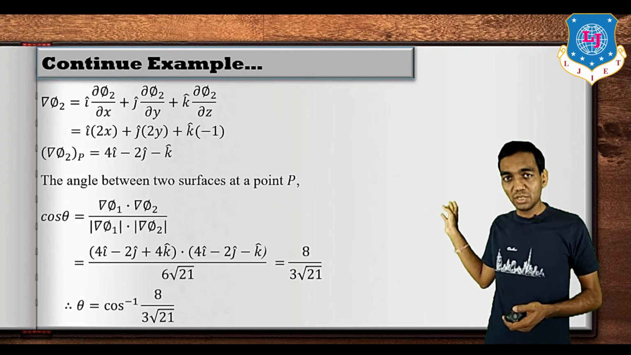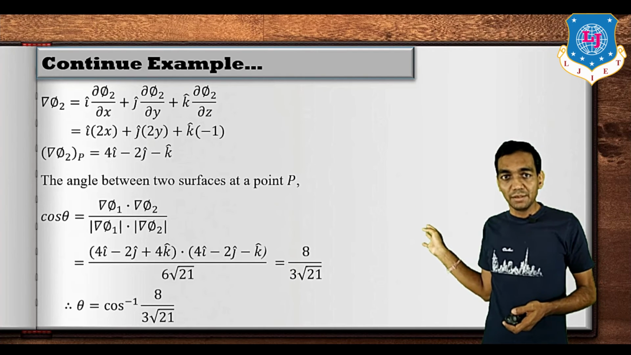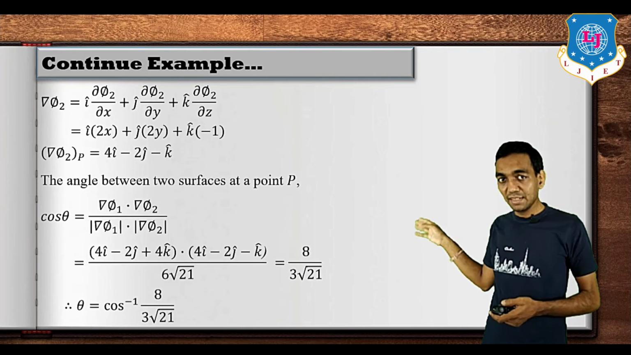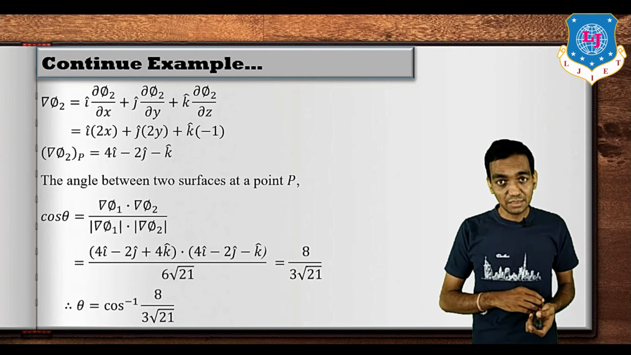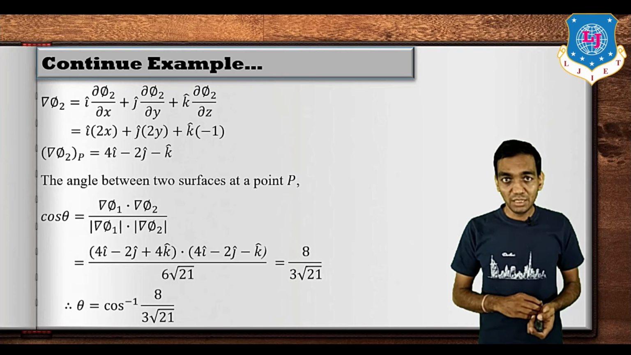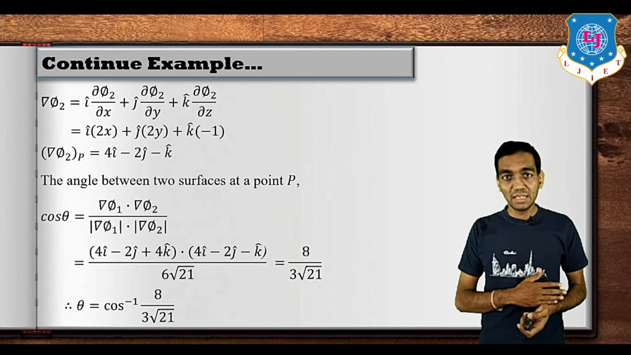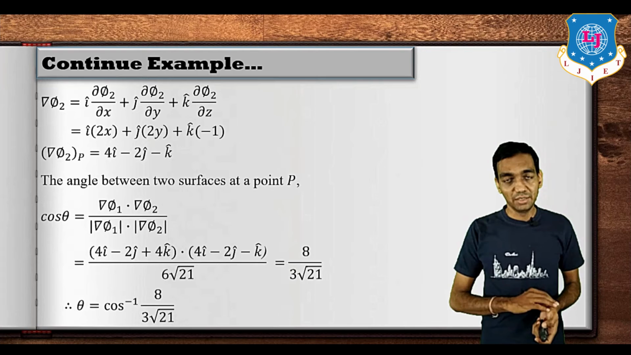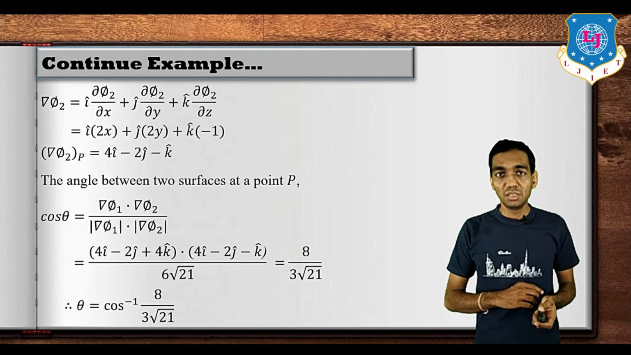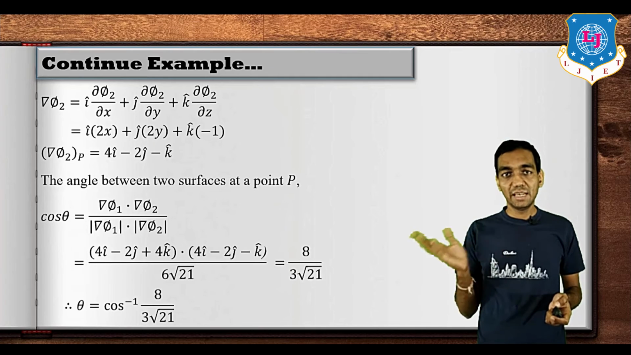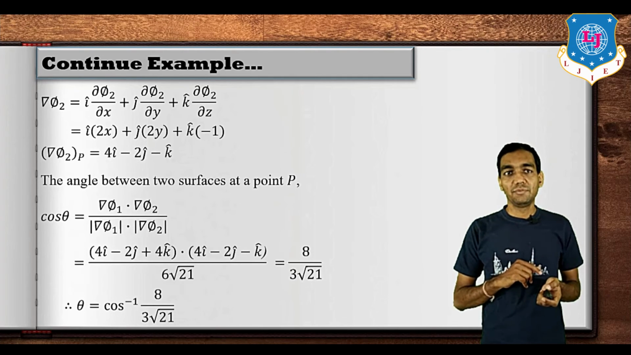And that will give you 4 into 4 plus minus 2 into minus 2 plus 4 into minus 1. So 16 plus 4 minus 4, that will give you 16 divided by 6 root 21. The 2 will be cancelled out and the answer will be 8 upon 3 root 21. So that will give you theta is equal to cos inverse 8 upon 3 root 21. This is the angle between two surfaces.